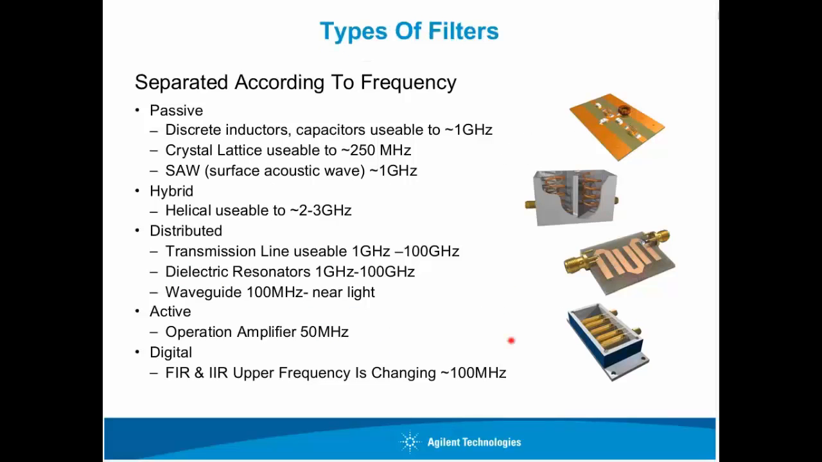So different types of filters, they're separated typically by frequency. The first type is passive, which encompasses discrete type filters, which are ones made of inductors and capacitors. And then we have crystal filters and SAW, or surface acoustic wave filters, and most of these are usable up to about 1 gigahertz or maybe 2. Then we have hybrid or helical type filters, which are usable a little higher in frequency and are usually used for maybe higher power circuits.